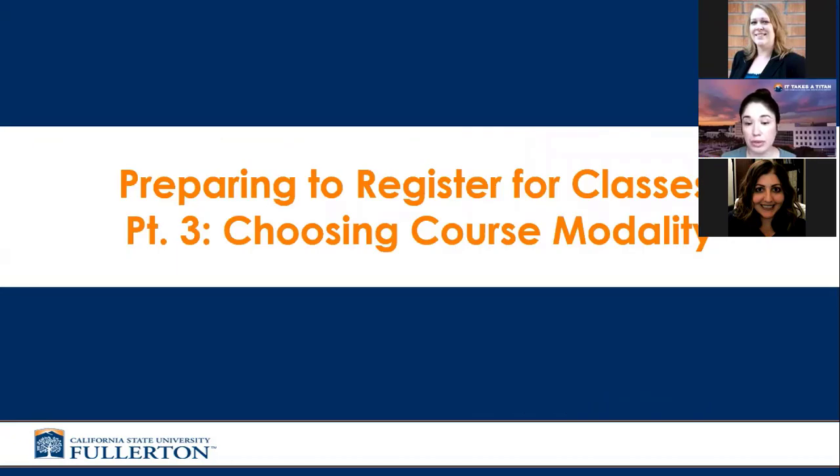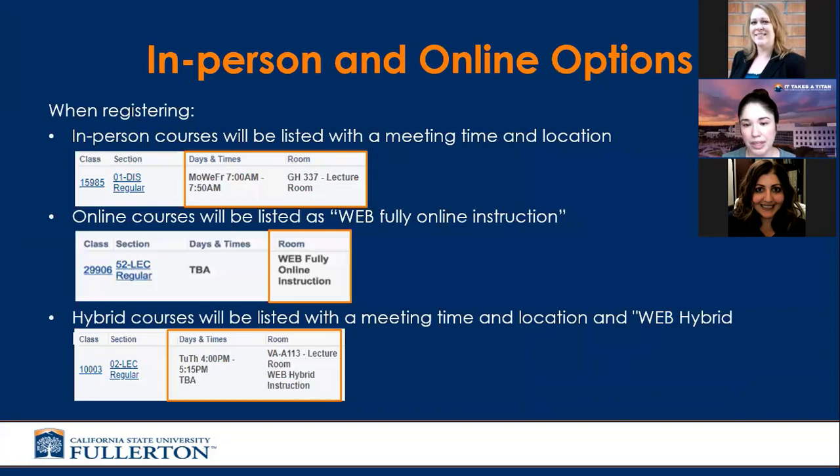So next up, we're going to talk about preparing to register for classes and choosing course modality. So we're not fully back in person for fall, but I believe 65% of our classes will be offered in person. That means there's still quite a few classes available to you online or as a hybrid format. So we want to bring to your attention how you can interpret the registration or the class schedule, I should say, so you know exactly what you're signing up for.